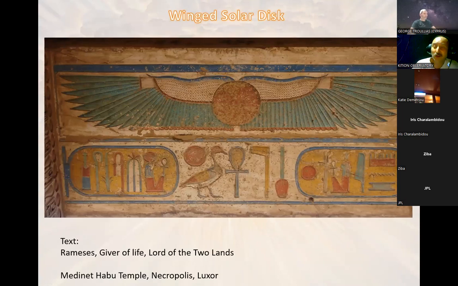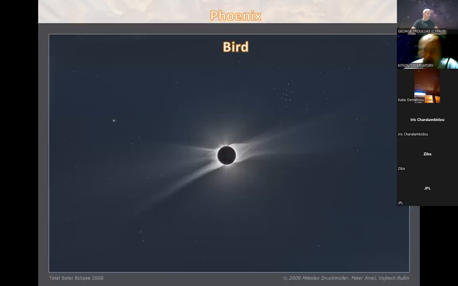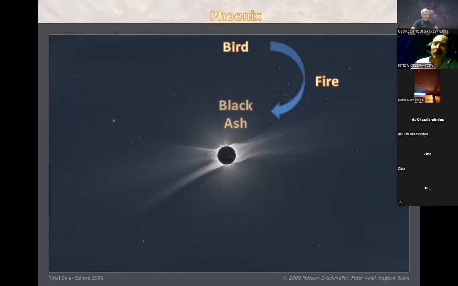So what could we say about the mythopoetic period? People saw the disk, a circle with wings around, during the creation of the world, and they described it. Here it is. What else do we have? If we have wings, it means that we have a bird. A bird which vanished in fire and produced black ash. Here we have black ash and then it is reborn again. So this is the concept of the Greek phoenix.